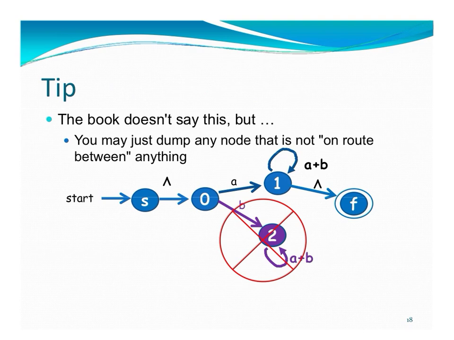The book doesn't say this, but you can get rid of any node that's not en route between anything. So if you look at node 2 in this picture, node 2 is not en route between anyone. And if it's not en route between anything, that means there's no way we're going to go via 2 to get anywhere, and in particular we're not going to go via 2 to get to the final state. And if we're not going to go via 2 to get to the final state, we can just get rid of that node and any of the transitions that lead into that node or out of that node.